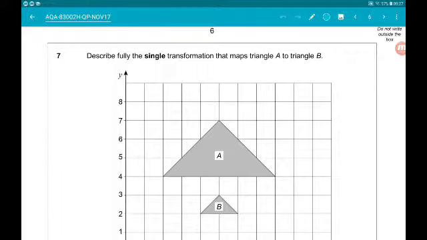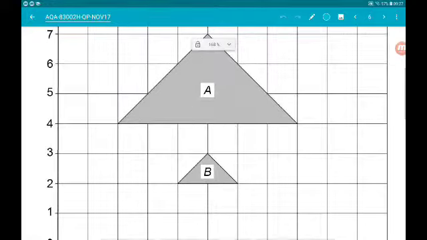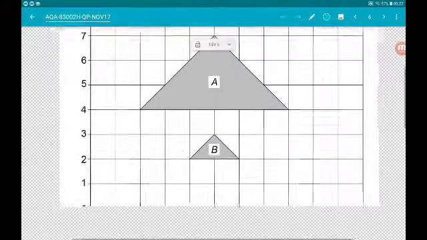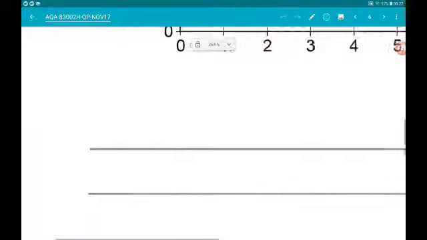Okay, question 7 wants us to describe fully the single transformation that maps triangle A onto triangle B. So, we can see that triangle A has got smaller, so that means it's an enlargement.